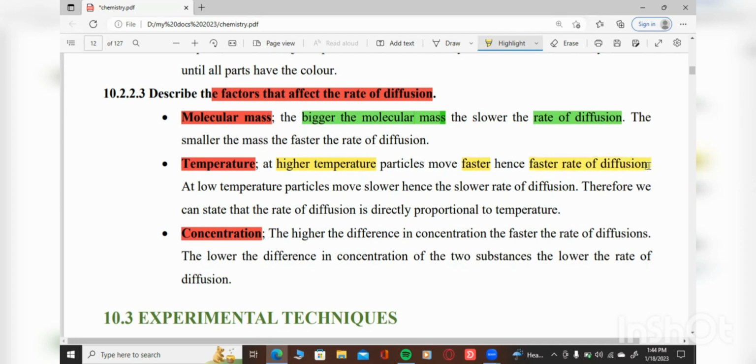So when you want the sugar particles to dissolve faster, boil the water, right? When you boil the water, you put sugar there. The sugar particles will dissolve faster than when you put them in cold water. Why? Because of the temperature. So we need to understand that the higher the temperature of the particles, the faster the rate of diffusion.